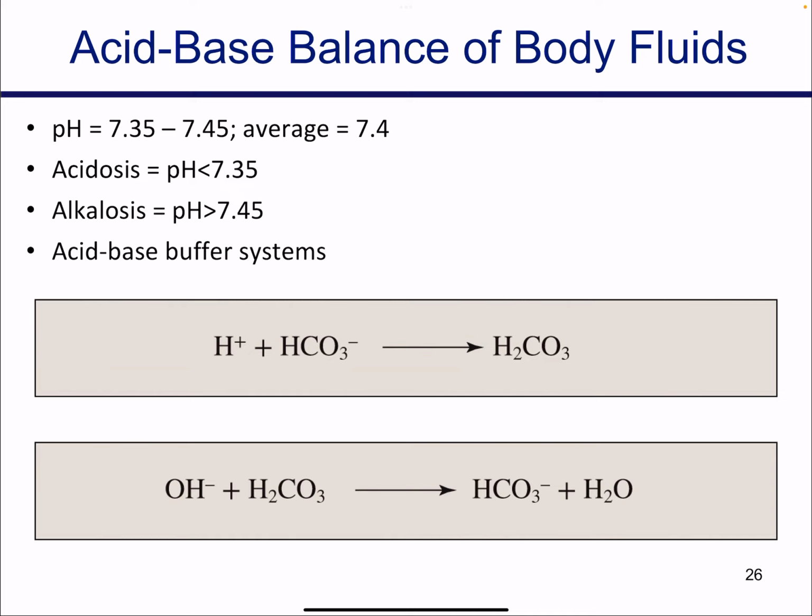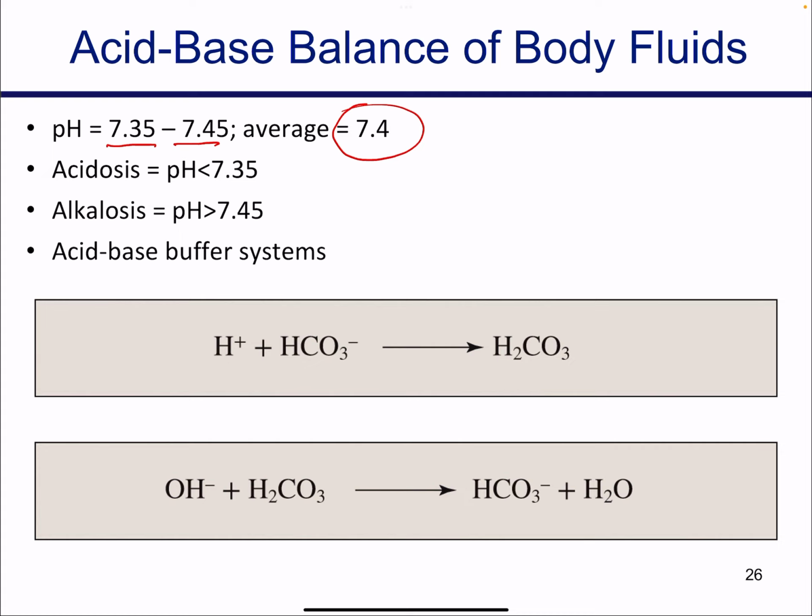Okay, so in terms of acid-base balance, the pH in our blood varies between 7.35 and 7.45 with an average of 7.4.